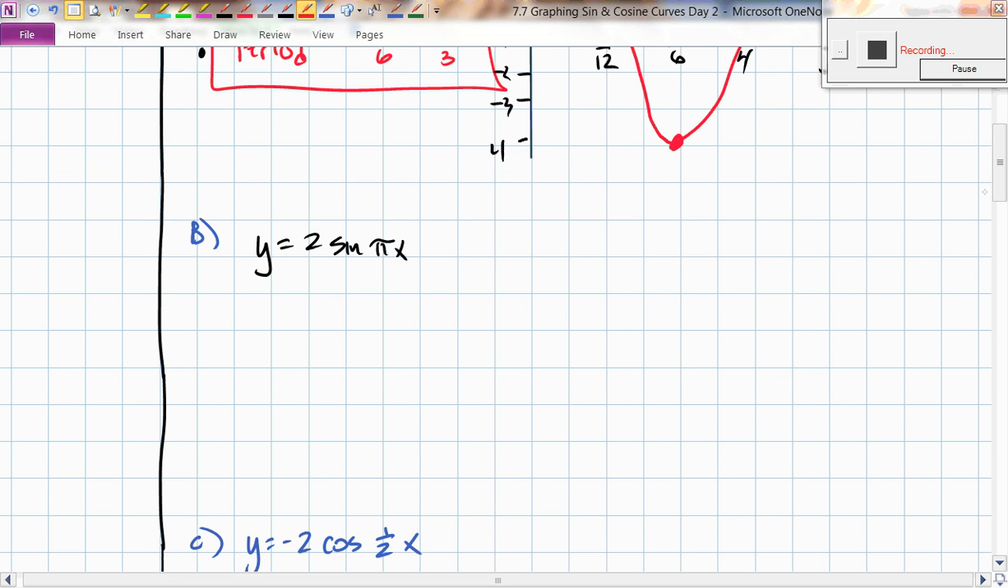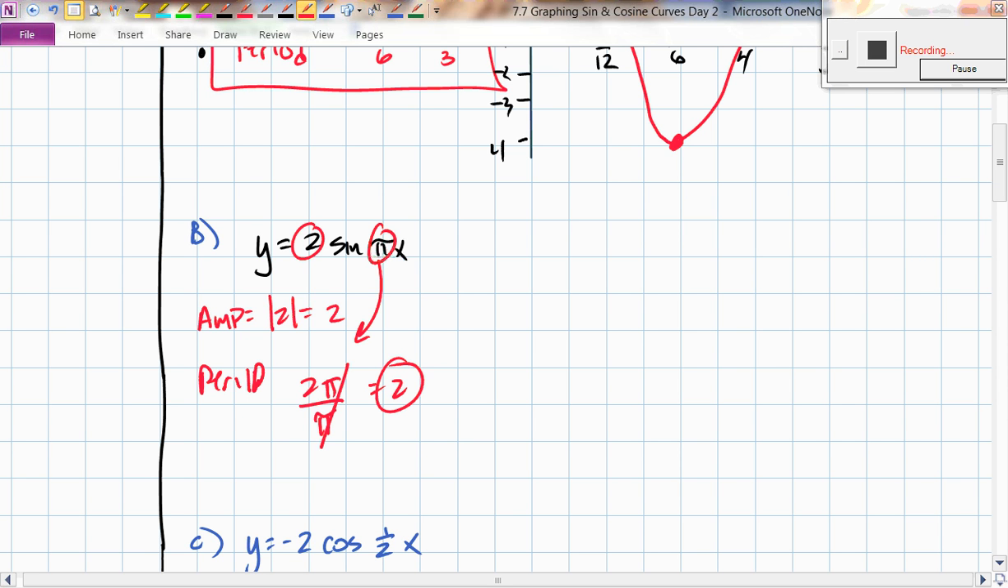Let's do this one. Let's do 2 times the sine of pi x. So the 2, of course, tells me that the amplitude is equal to the absolute value of 2, which is just 2. And then the pi I use to get my period. So 2 pi divided by pi. The pi is canceled out, so I have a period of 2.